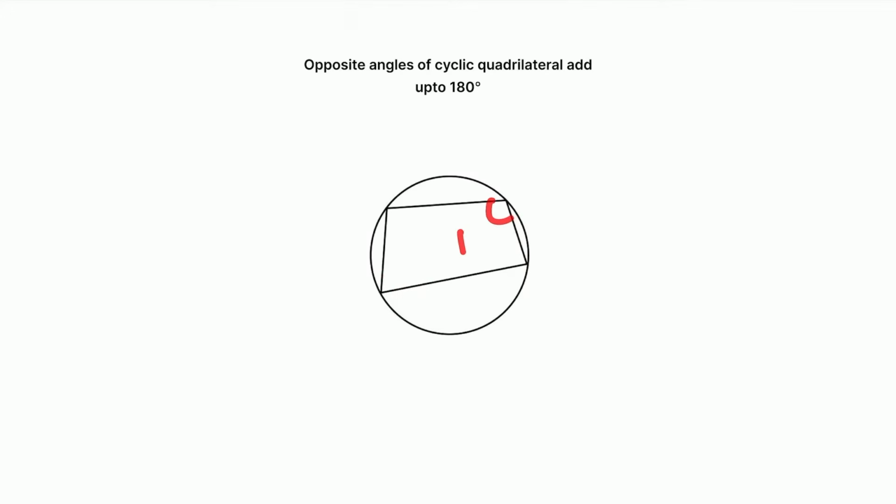So what does that mean? If this was 100, that means this is 80. Okay, and that applies here as well. So it's always the opposite angles.